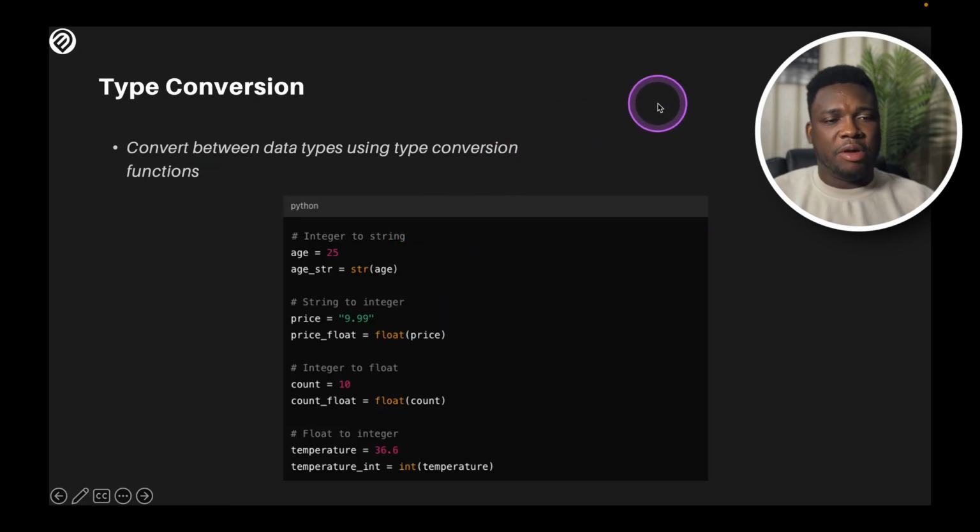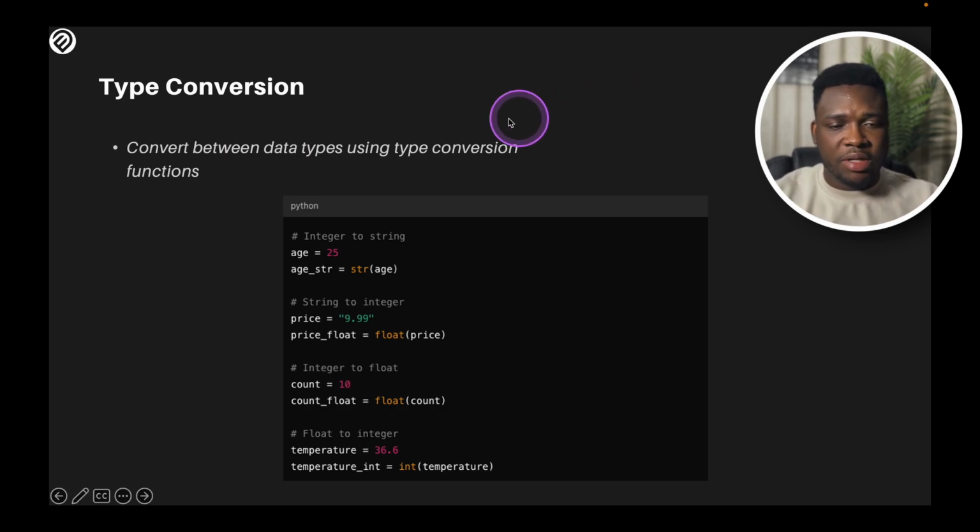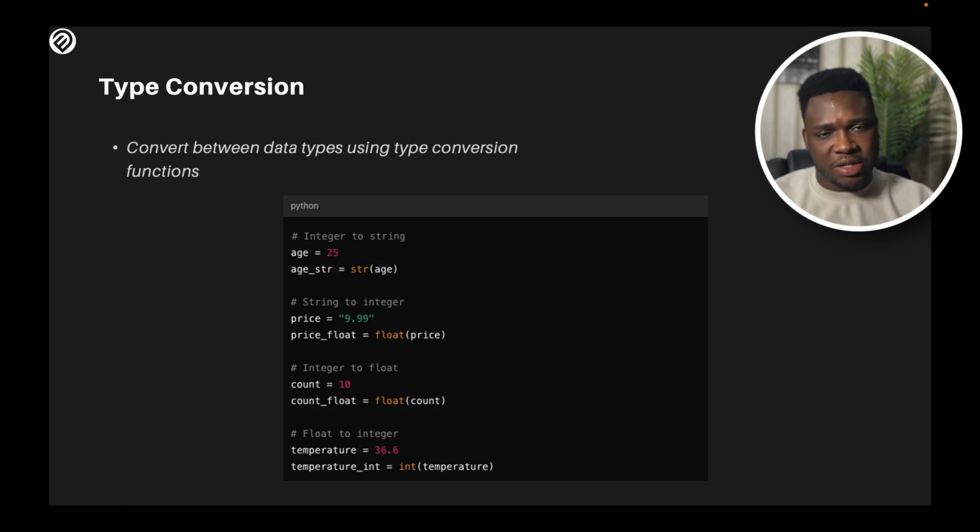The next one is type conversion. How do you convert? You can actually convert if you have an integer. For instance, if you look at the code I have down here, you have age 25. You can convert the age to a string if you want to maybe concatenate with another string. You could convert that and it becomes age string, and you could just say str(age).